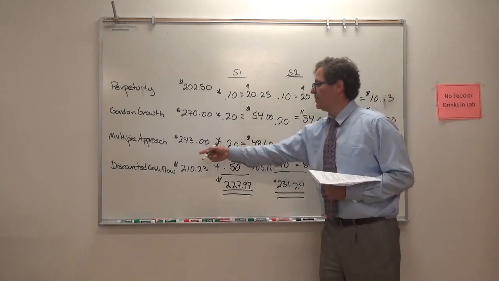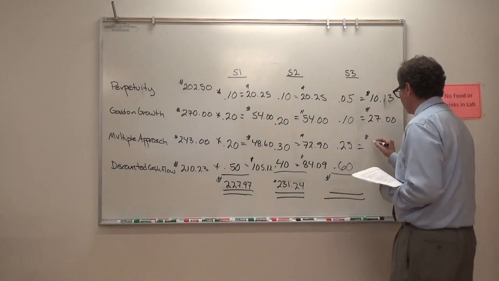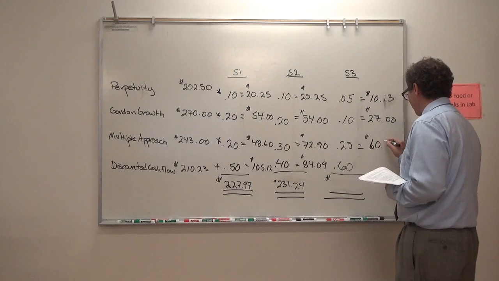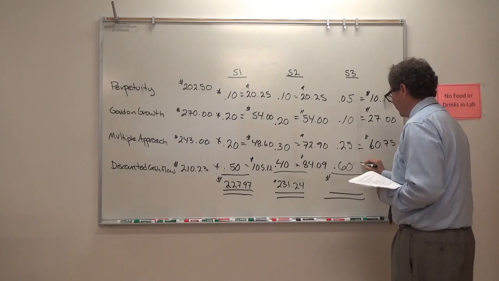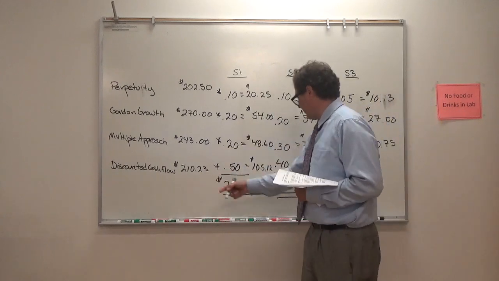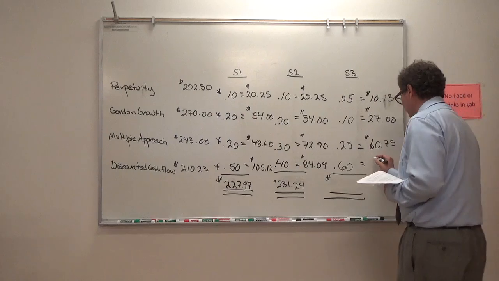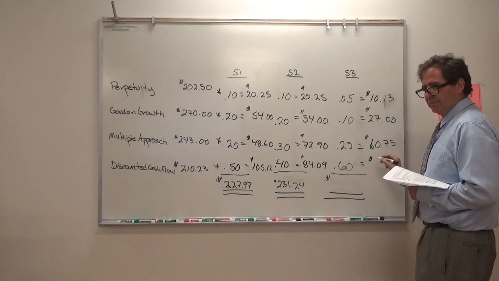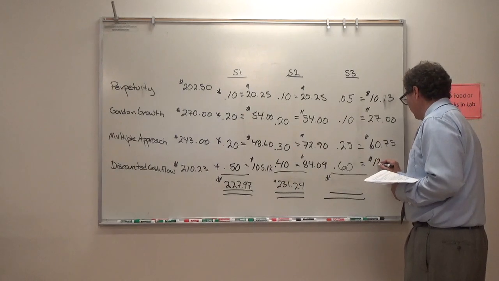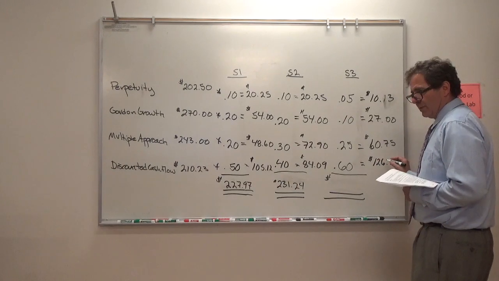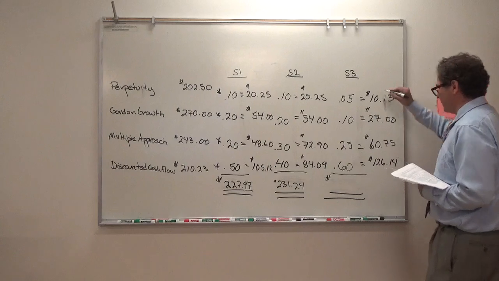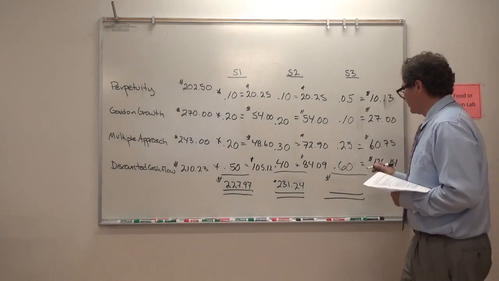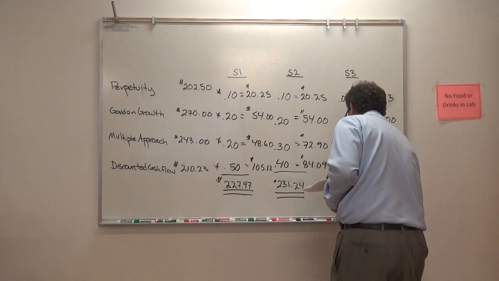And then what is 243 times 20? 60.75. Got it. And then what is 210.23 times 0.6? 126.14. And what does that sum up to be? 226.89.